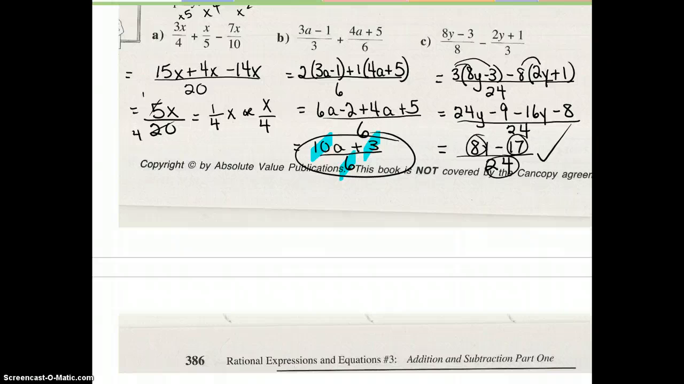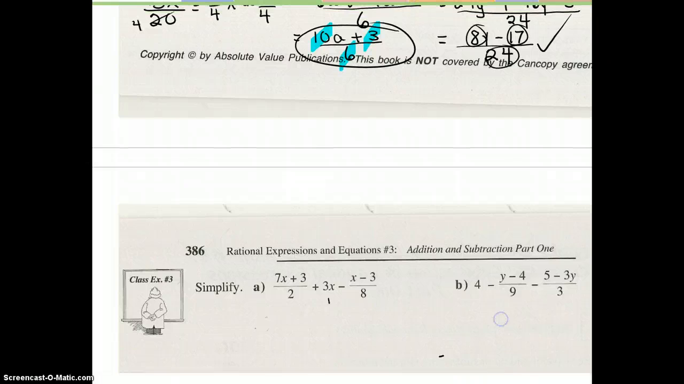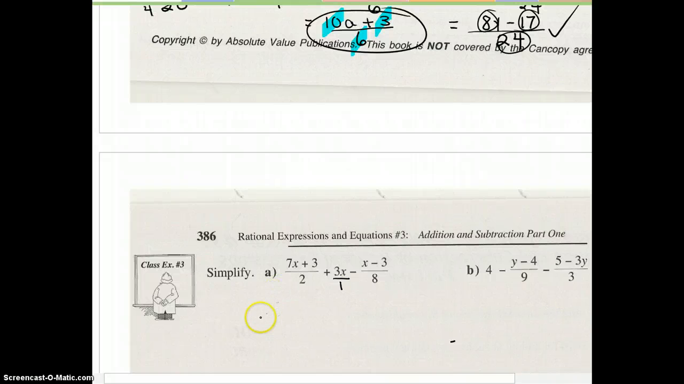Let's just continue a couple more examples. We're going to simplify, but now we're just going to add a few extra little things along the way. I want you to remember that 3x really is 3x over 1. So when we find our common denominator, you need to remember that. Next step. All right, we have a 2, a 1, and an 8. So the common denominator is going to be 8. Put that here.